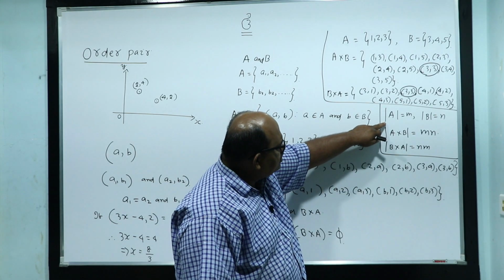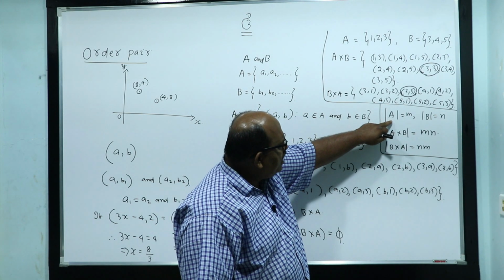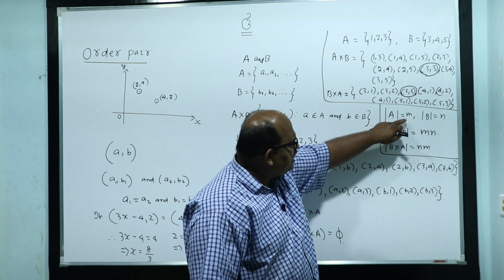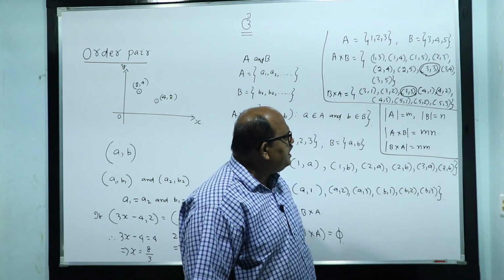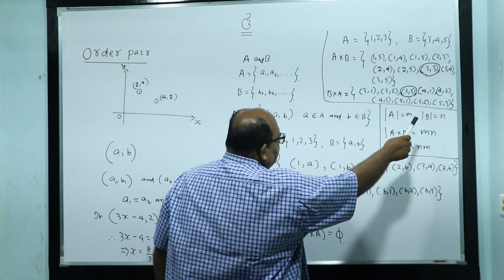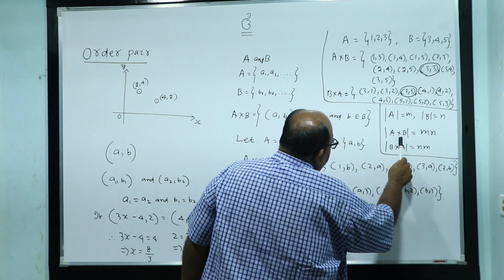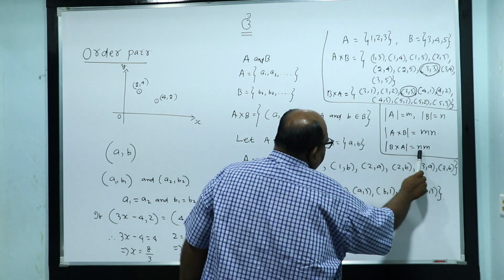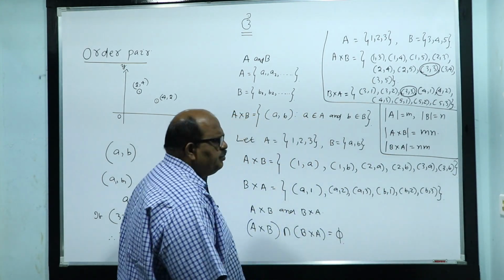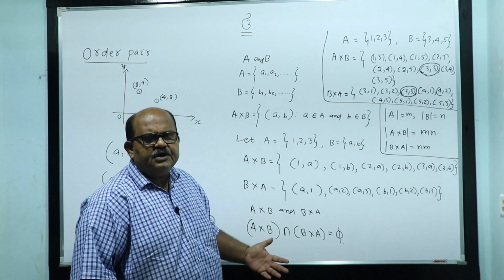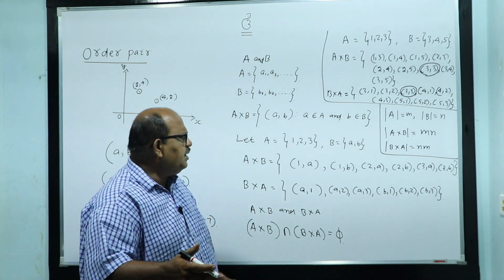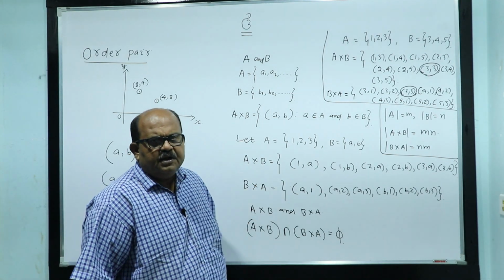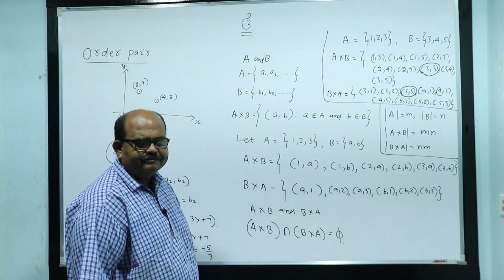And as the last conclusion, keep in mind: if the number of elements or cardinality of set A is m and the cardinality of set B is n, then the cardinality of A cross B is equal to mn, and the cardinality of B cross A will be nm. Both are the same, so the cardinality of both will be the same, whatever the values of A and B may be. Okay.